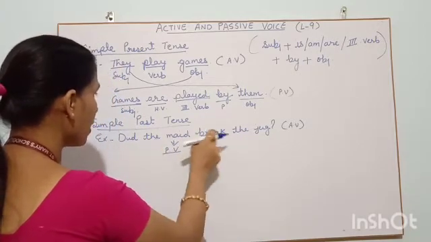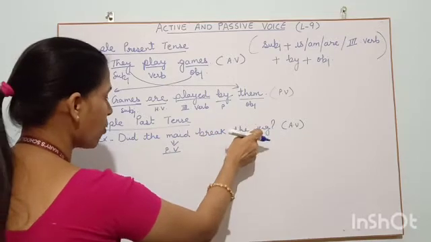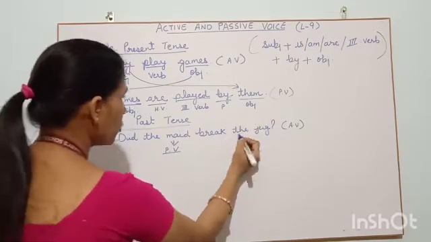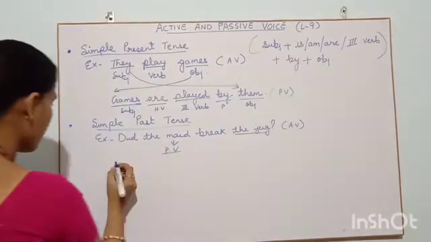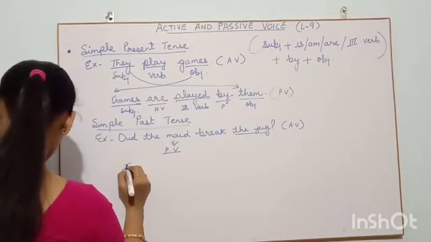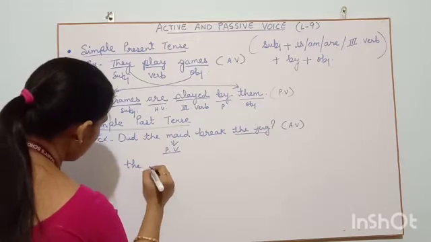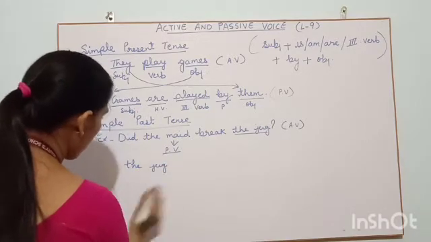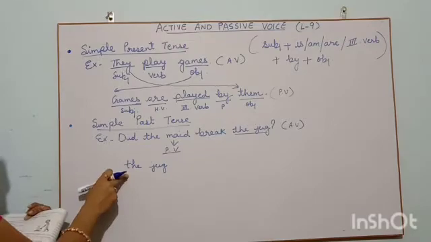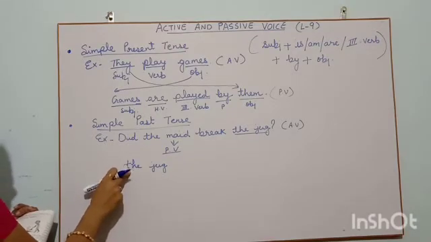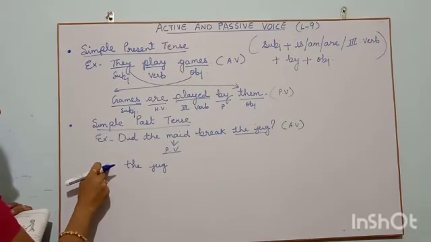What is broken by the maid? It is what? The jug. So this is your object, isn't it? So we will bring it here. The jug. But can you see I have not started with the capital? Why? It means I have to add something.